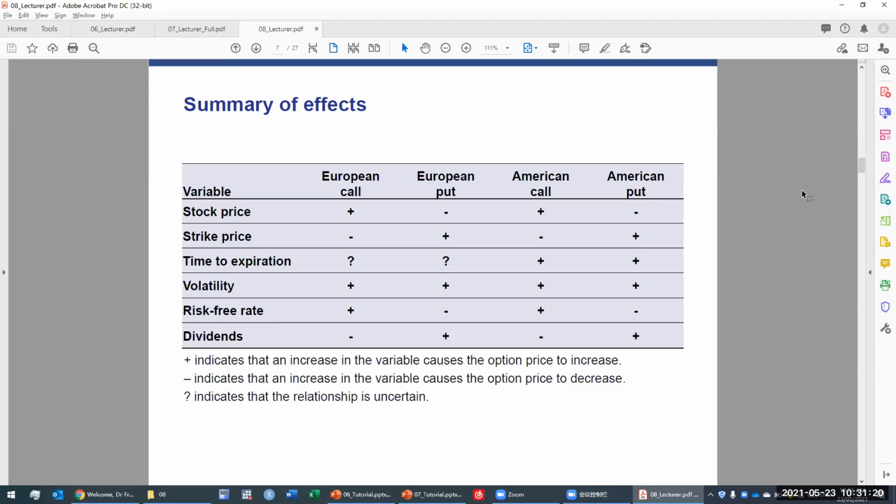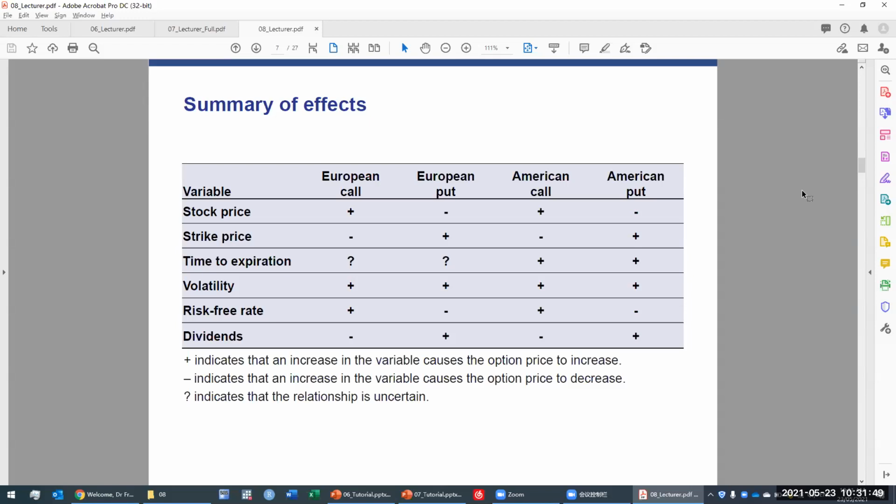For example, this should be easy. Why is there a negative relationship between strike price and a European call option? Well, it's because your payoff is max of ST minus K or 0. So the larger the K, the smaller the payoff, holding everything else constant, because all of this is derived holding everything else constant.